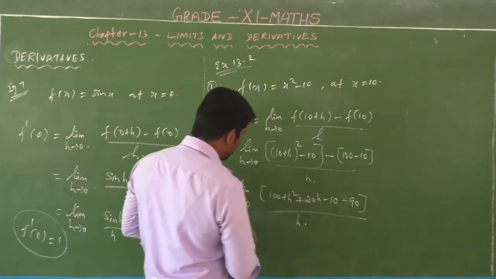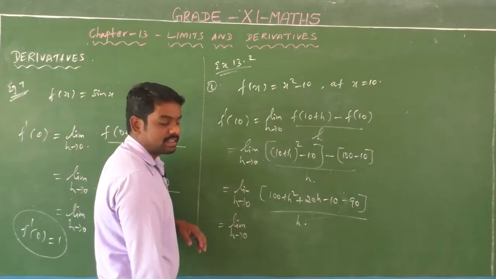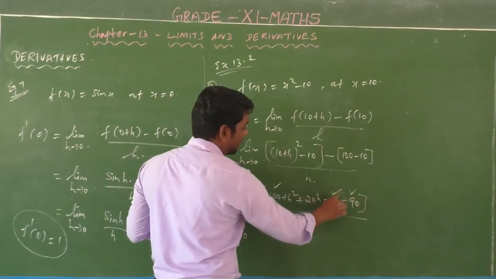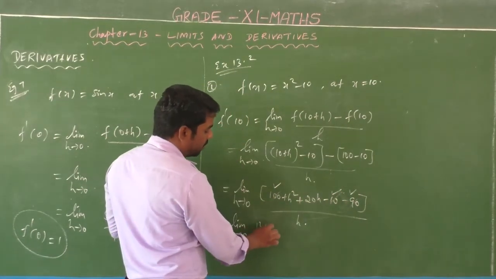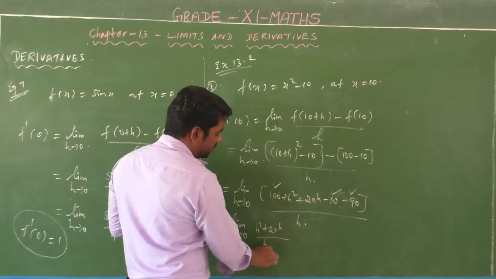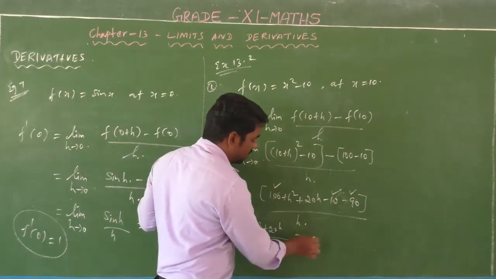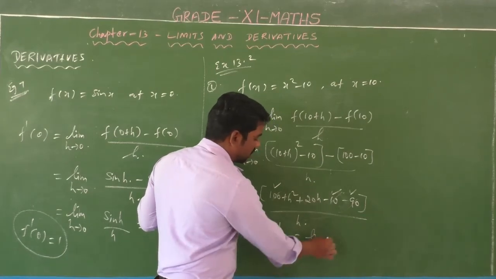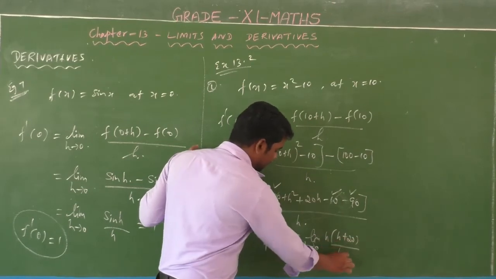So simplify this value. Limit h tends to 0, 100 minus 10 minus 90 cancel, minus 100 plus 100 cancel. Remaining h square plus 20h by h. In the numerator, take h common on both terms. So limit h tends to 0, h of (h plus 20) divided by h, h cancel.